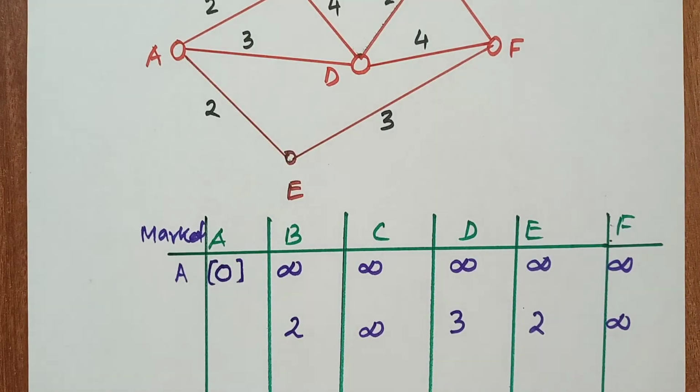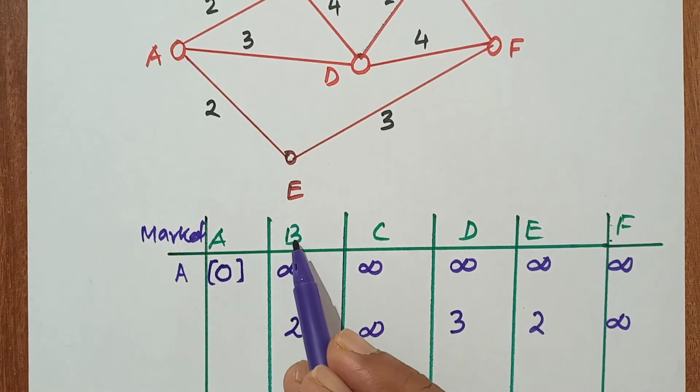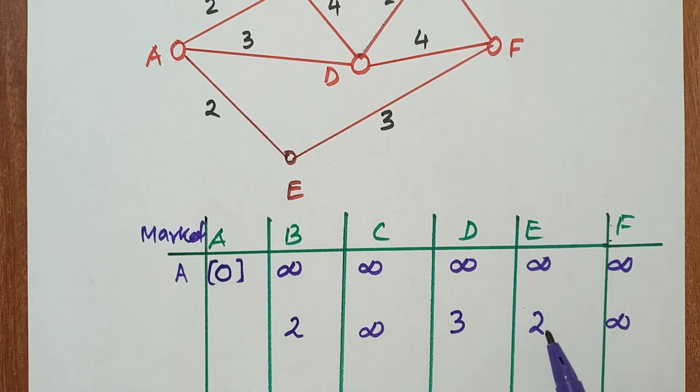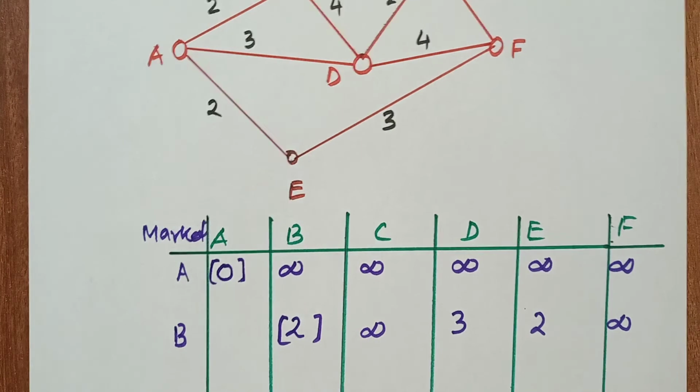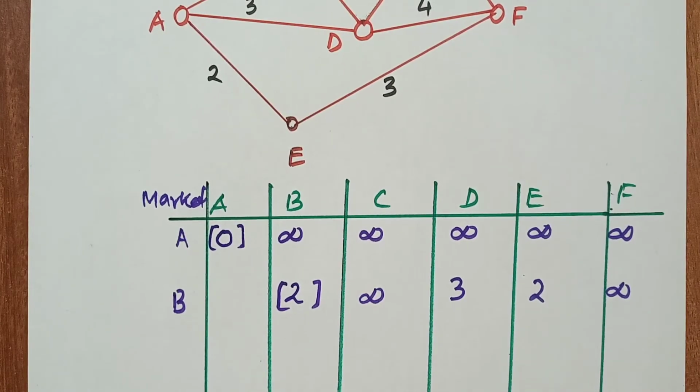Now you see what the minimum value is. Here vertex B and vertex E have the minimum value. You can take any one, but alphabetically we will take B. So we first mark B, and we write the marked vertex here, B. Okay, so this is the next step.